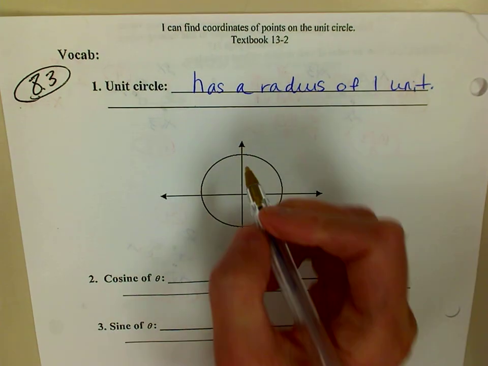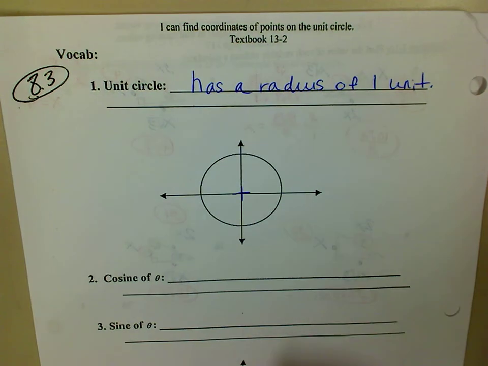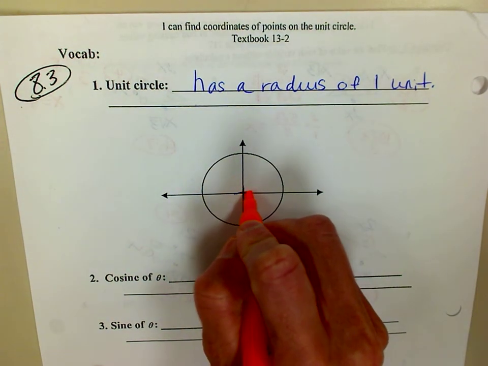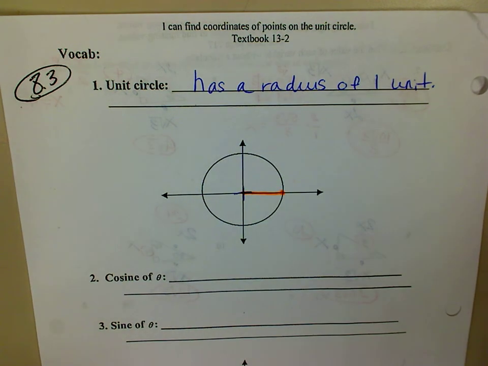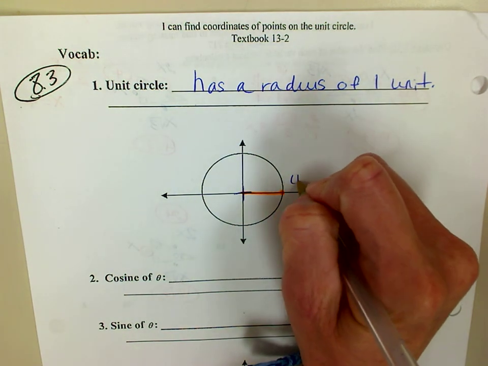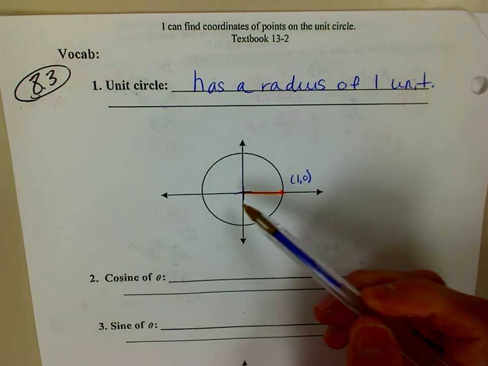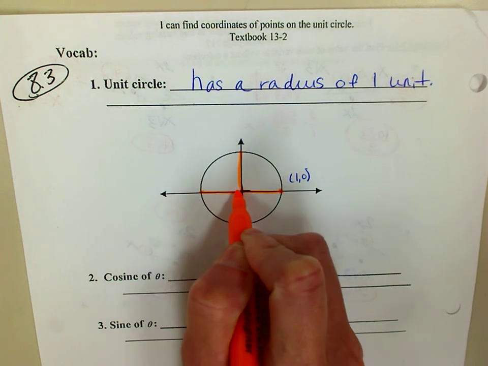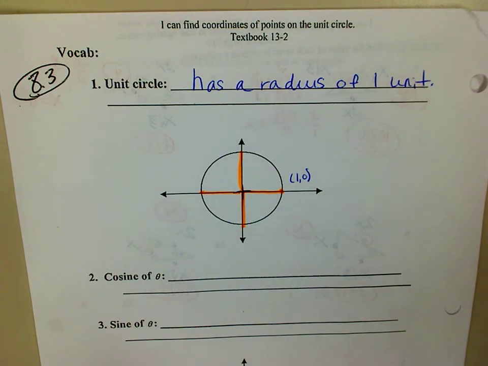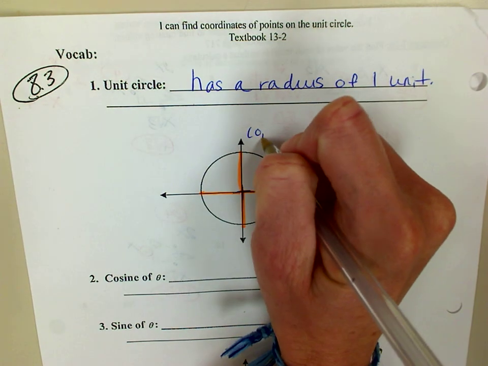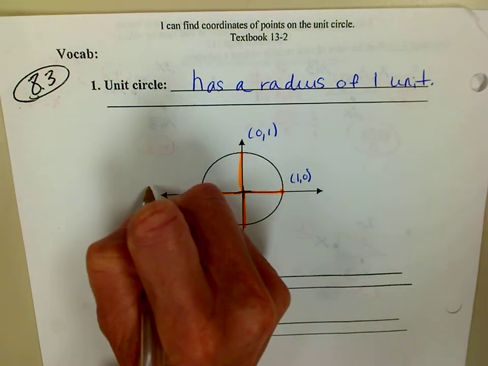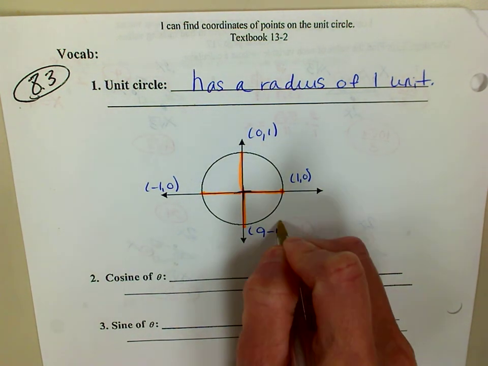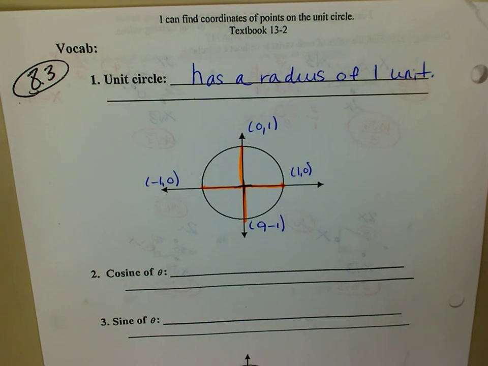So if that's the case, and this is the origin, and this is the radius, then that ordered pair would be 1, 0. So if all of these have a radius of 1, I could figure out what all the ordered pairs are. So this would be 0, 1. This would be negative 1, 0. And this would be 0, negative 1. Okay.